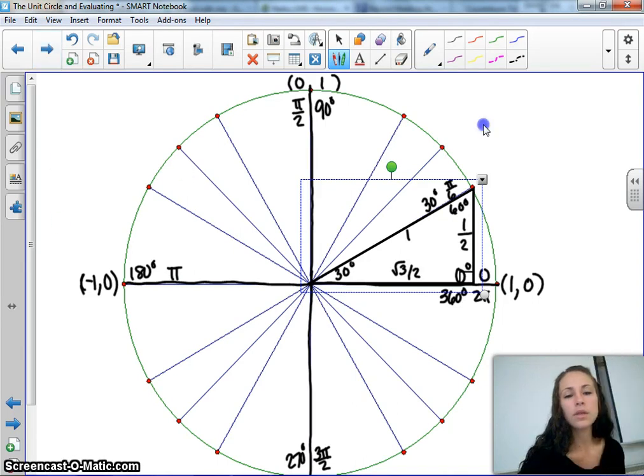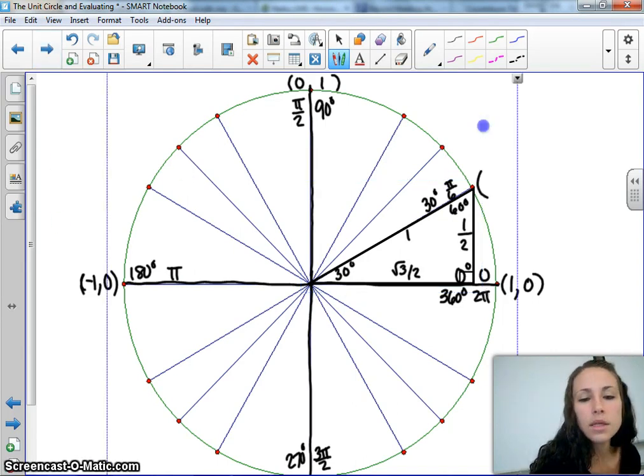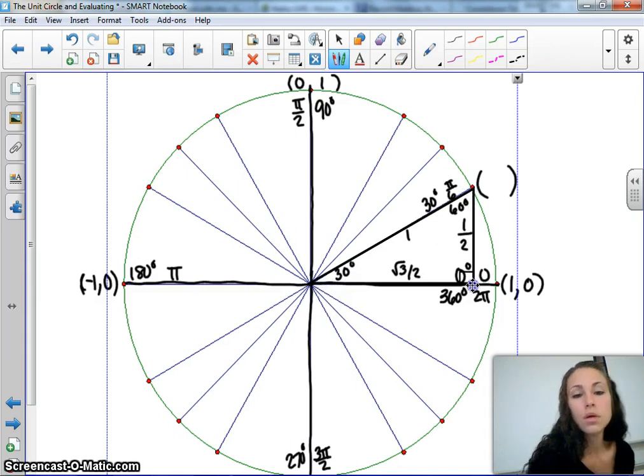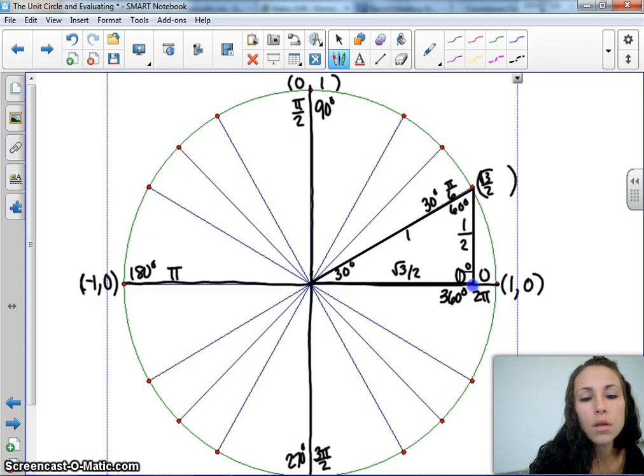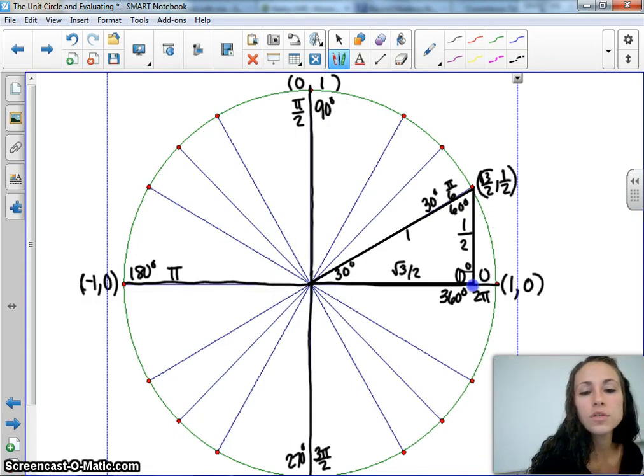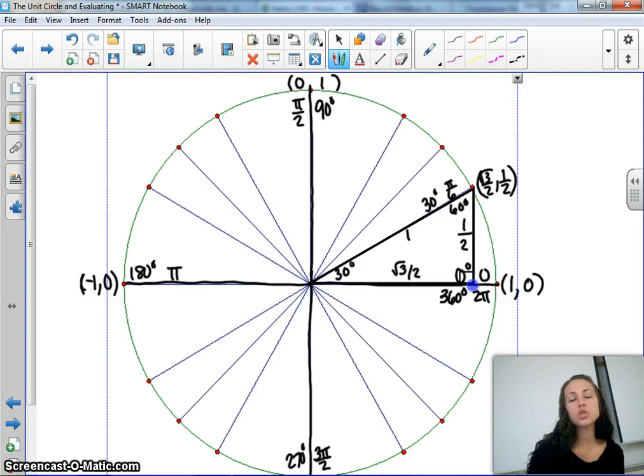Now, the other thing that I want is this coordinate that's there. And so we can find that coordinate by using the legs that we just found of this triangle. So I can get to this point right here by going this distance, square root of 3 over 2, on the x-axis, and then up the distance 1/2. So the coordinate of that point is square root of 3 over 2, comma 1/2.